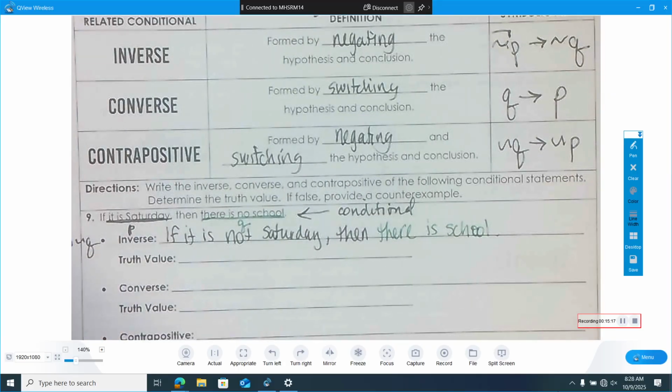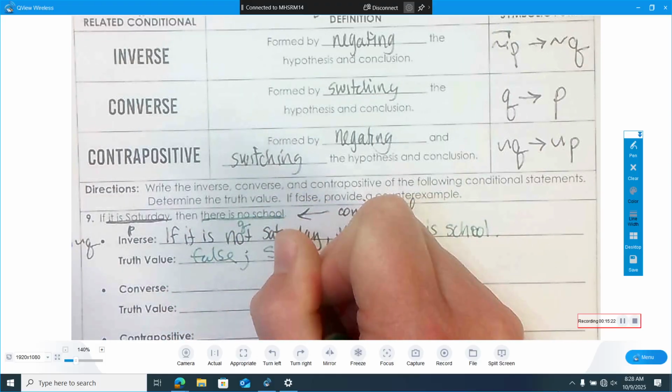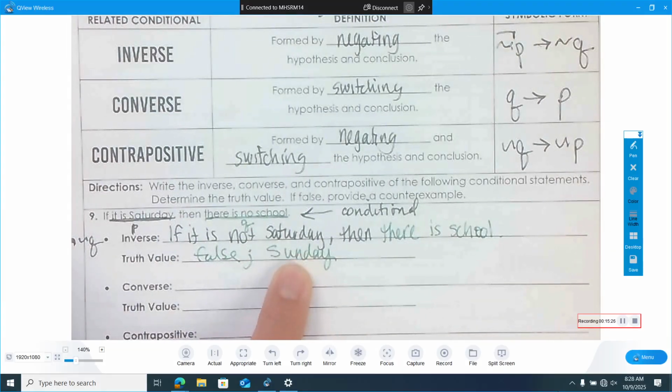All right, truth value, true or false? False. Why? Sunday is an example. That is our counterexample.